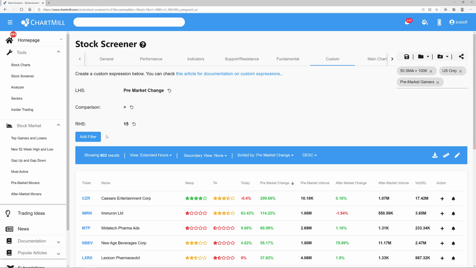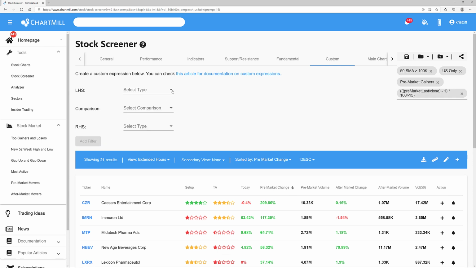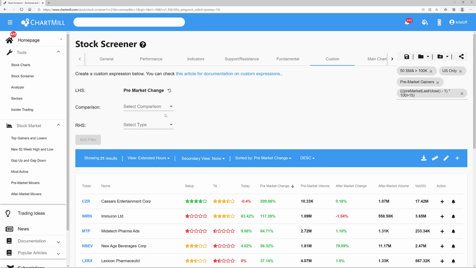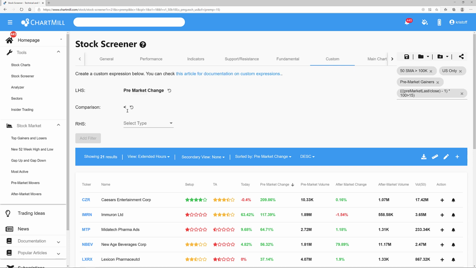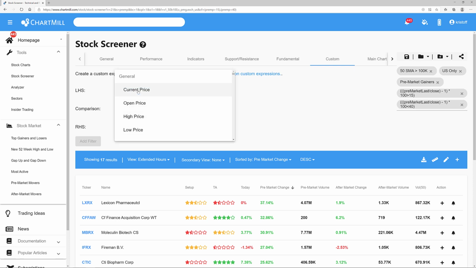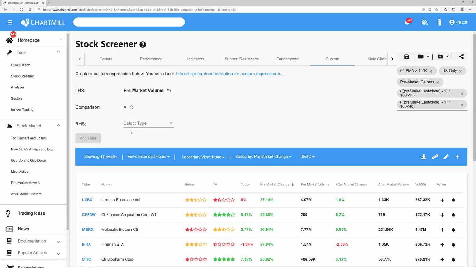Next, we do this all over again, so property pre-market change, but this time the equation itself is defined as lower than, and for the right side of the equation I select 40. All that remains to be done is to set a final custom indicator for the required minimum volume. So again, left side of the equation property, pre-market volume, the equation itself higher than, and finally the right side of the equation constant 100,000. And there you go. Chartmill now shows only the stocks that meet your own pre-market criteria.